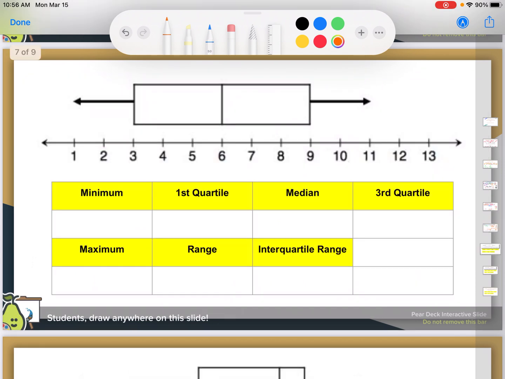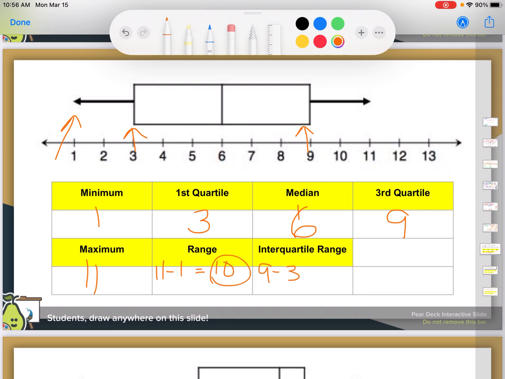So now I'm going to ask you to read the box and whisker plot. You've got a box and whisker plot in front of you, and you need to be able to read it. So the minimum in this case is 1. The first quartile is 3. The median is 6. Third quartile is 9. Maximum is 11. So that's the 5-point summary. The range is going to be 11 minus 1, and I get 10. And the interquartile range is going to be the edges of the box. So that's going to be 9 minus 3, and I get 6.